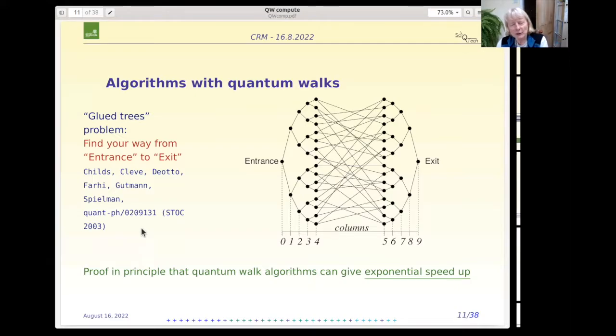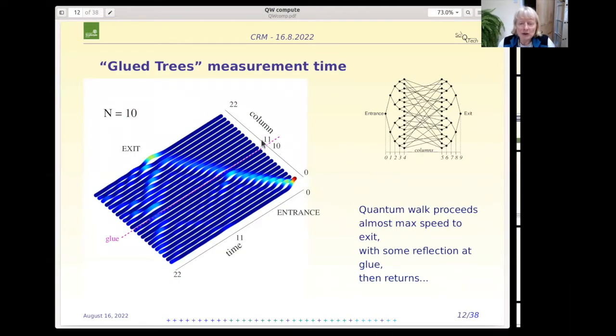None of which is really to do with the problem, but it's just to do with putting all the pieces of the proof together. So I'm going to give you a different picture of how it works, and I'm going to save continuous time quantum walks for tomorrow's talk. First of all, here's a picture of it in action.